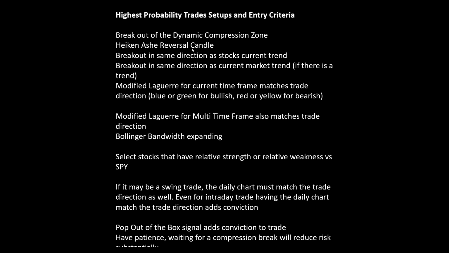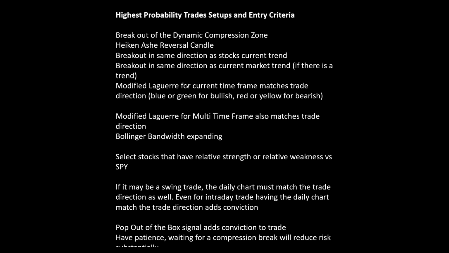We're looking for Fibonacci reversal candles. We're trading breakouts in the same direction as the stock's current trend, so we don't do counter-trend trading. If it's green for the day, we go bullish. If it's red for the day, we go bearish. We also want a breakout in the same direction as the current market trend, if there is one. If the market's trending down, we lean toward shorts, and if it's trending up, we lean toward longs. If it's choppy, we rely on the individual stocks to decide which ones to take.